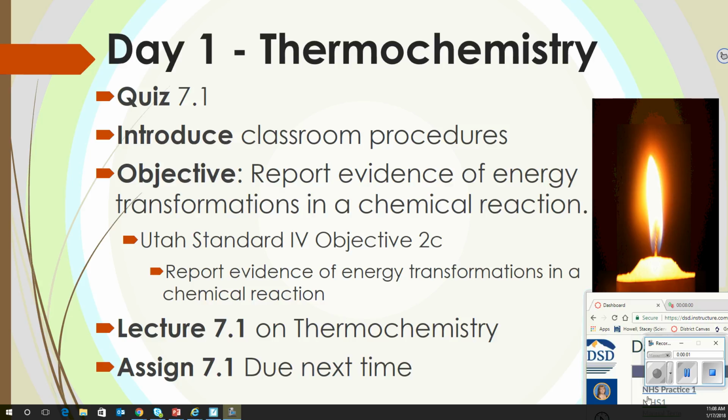will be up on Canvas, and I'll show you that. Our objective today is to report evidence of energy transformations in a chemical reaction, and that's the state core if you want to read it. We're going to lecture on thermochemistry, and then 7.1 is due next time. So we were able to finish that fairly easy last period.